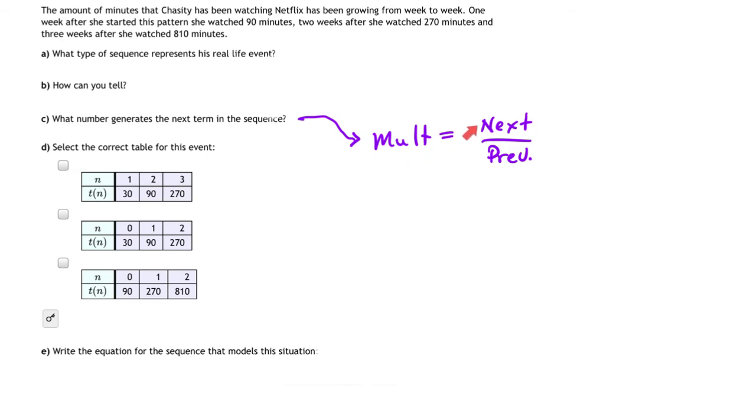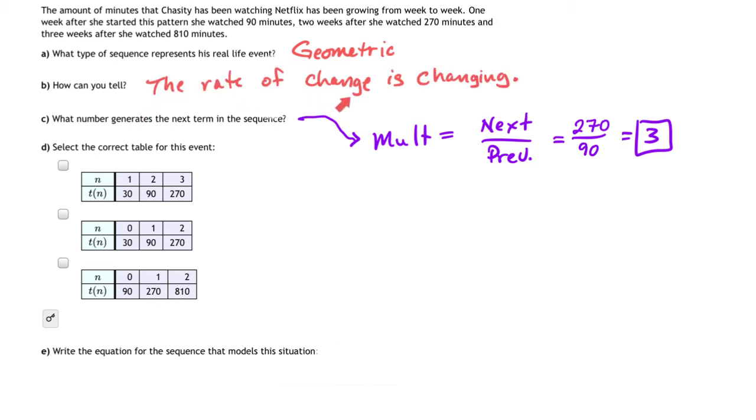The multiplier is found by doing next divided by previous. So if we take two terms of the sequence, 270 minutes and the one right before it, 90, take 270 divided by 90 and you get 3. And next, if you take 810 divided by 270, you also get 3. So since the two places in the sequence have the exact same multiplier, I can verify that this is geometric. Now, since it's geometric, we know that the rate of change is not going to be consistent, it's going to be changing.